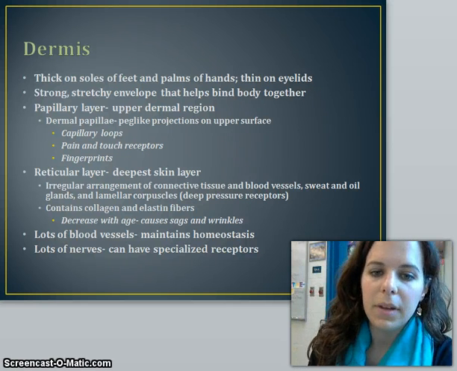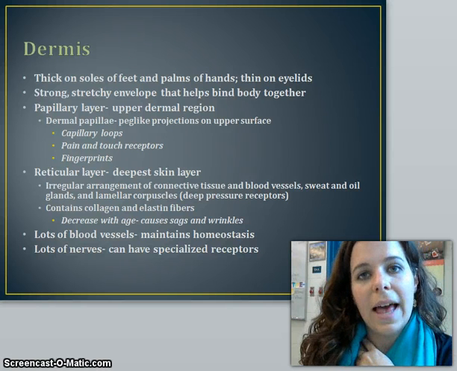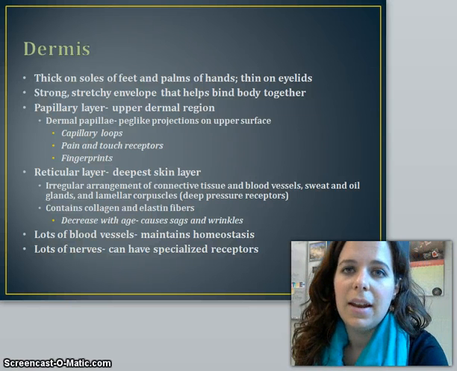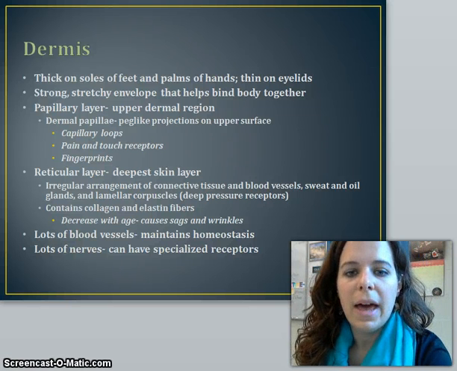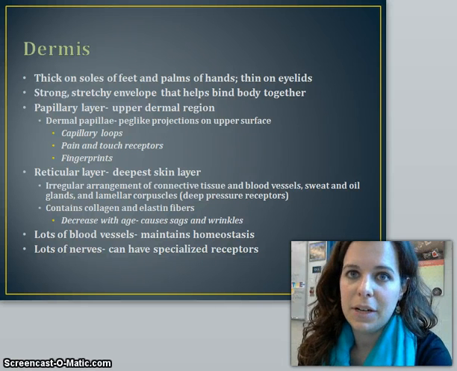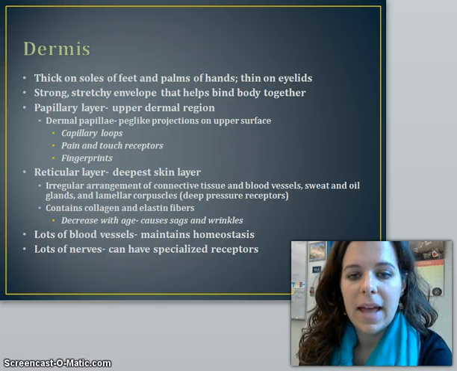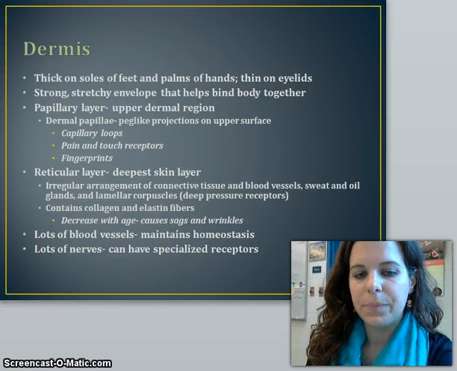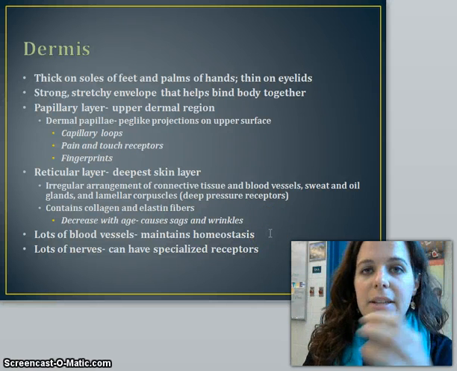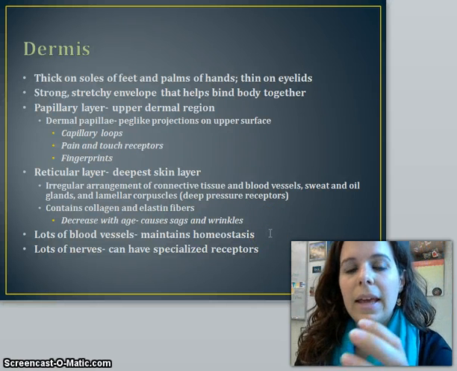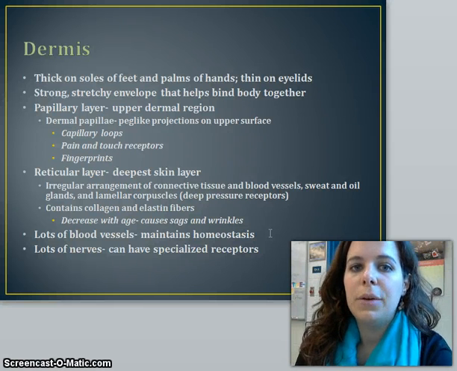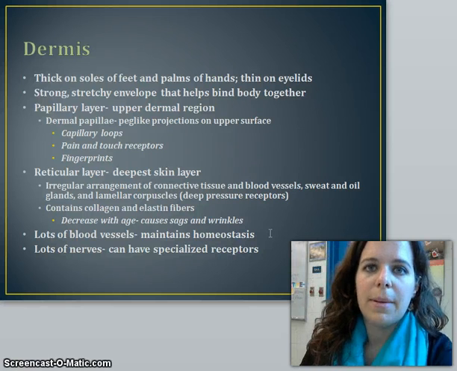stimulus. And this is where the collagen and elastin fibers are. Those are both proteins, and they're very stretchy, so they make your skin be able to stretch and bounce back. And collagen and elastin in the reticular layer decreases with age, and that's why you get sags and wrinkles as you get older. It has lots of blood vessels in the dermis, and that helps maintain homeostasis, as we talked about with the dilation when it's hot and the constriction of the blood vessels when it's cold. And it has lots of nerves, including the specialized receptors that we talked about in today's lab.